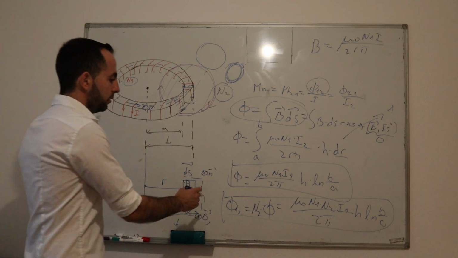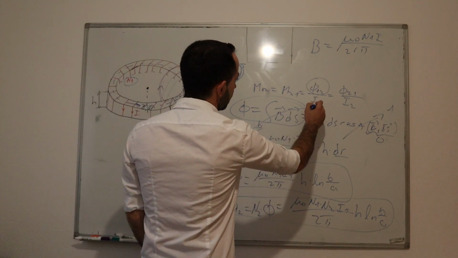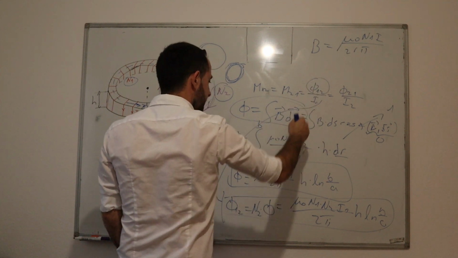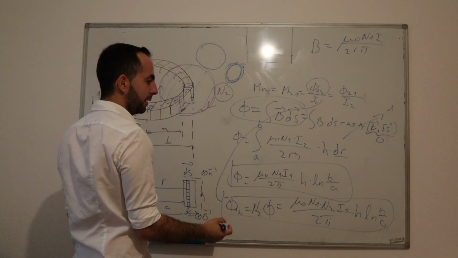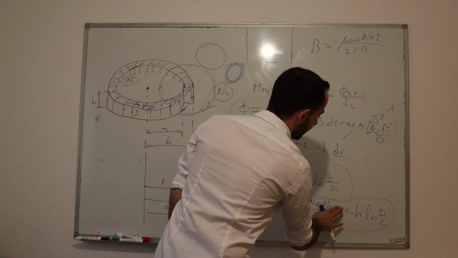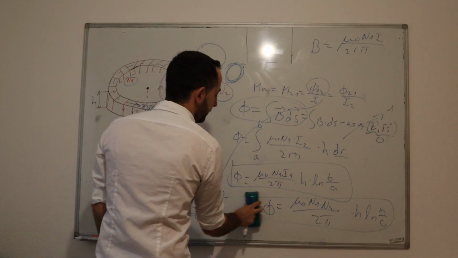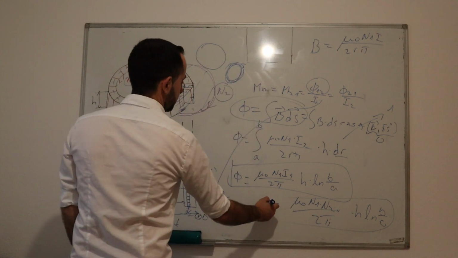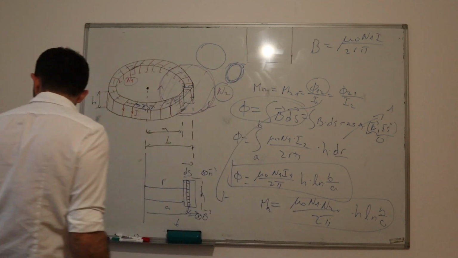We need to calculate the inductivity, and the inductivity is found when we divide this flux by the current. So we will get the same expression only without the current. That is the inductivity.